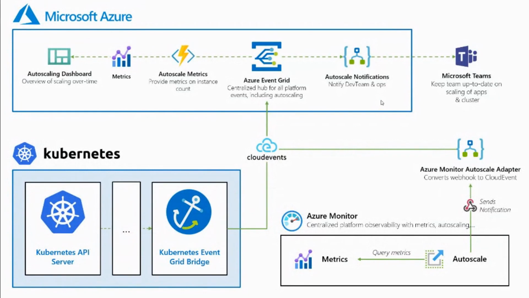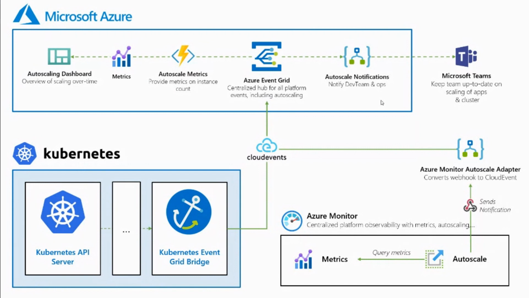Now, in this example, I will use Kubernetes workloads and workloads that you can scale with Azure Monitor Autoscale, where the idea is that you use Azure Event Grid as your centralized hub for all things autoscaling. So all your autoscalers will emit events to Azure Event Grid, and then you can basically extend them and use those events how you need to.